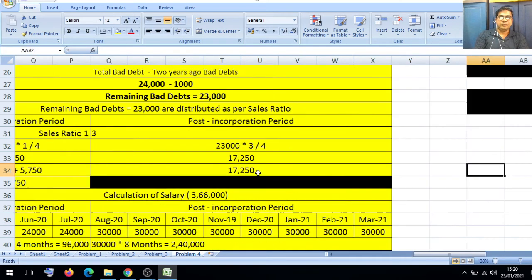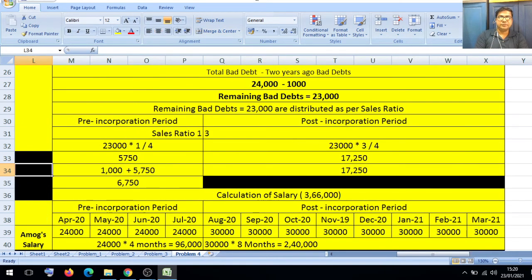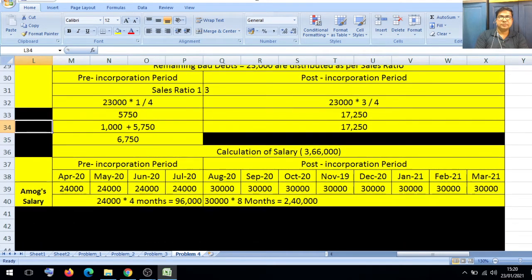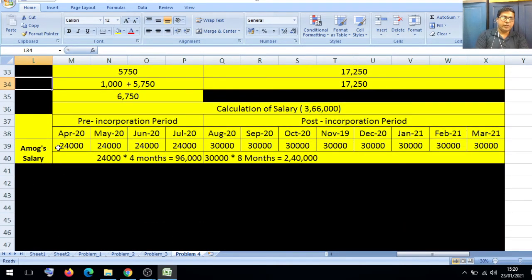So we will put here Among's salary: 24,000 per month, then from August onwards 30,000 per month. How many months? He received 24,000 for 4 months, the pre-incorporation period, which is 96,000. And he received 30,000 per month for 8 months, which comes to 2,40,000. So Among's salary is 96,000 and 2,40,000.